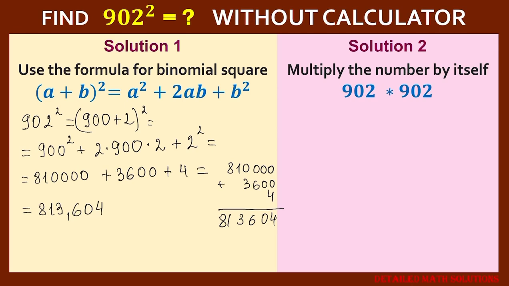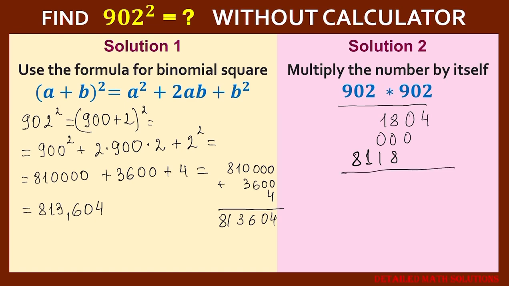The square of 902 can also be found by multiplying the number by itself. Now this will equal 4. 2 times 2 is 4. 2 times 0, 0. 2 times 9 is 18. Then we have a set of zeros. And then we have 9 times 2 is 18. 9 times 0 is 0 and 1. We write it down. 9 times 9 is 81.